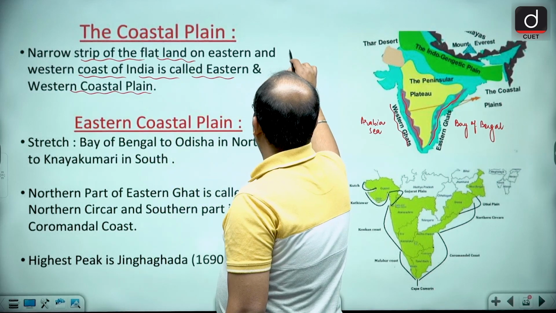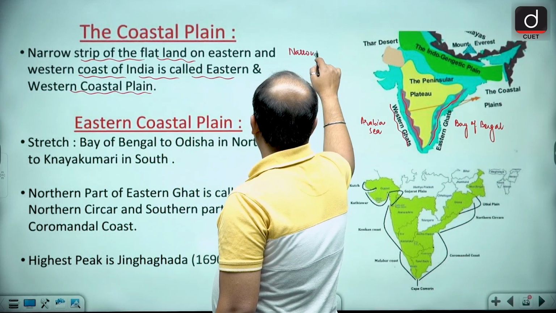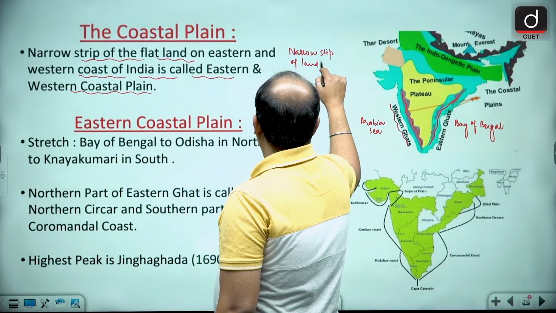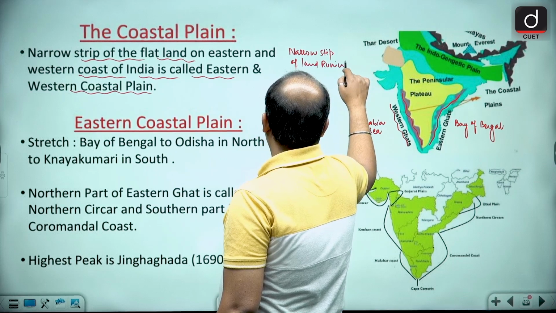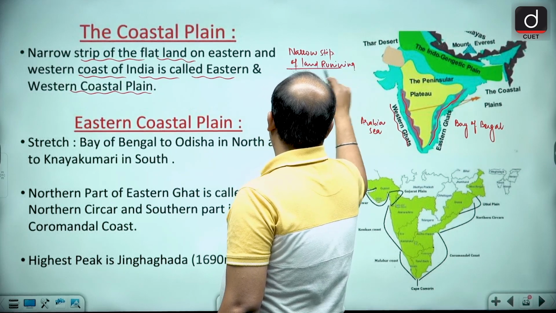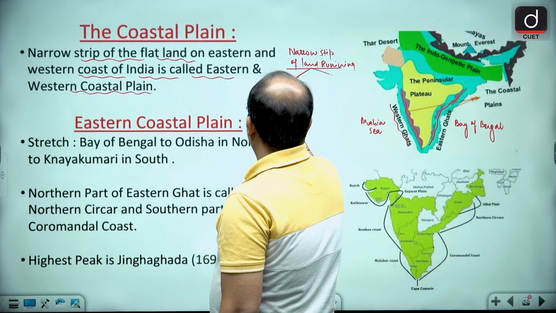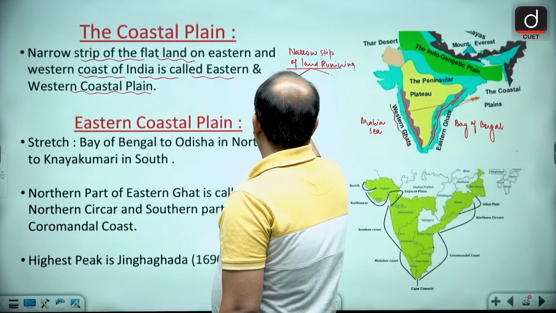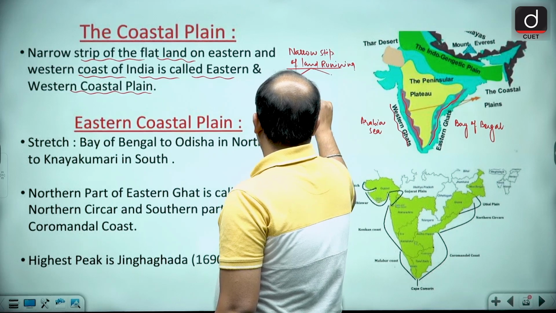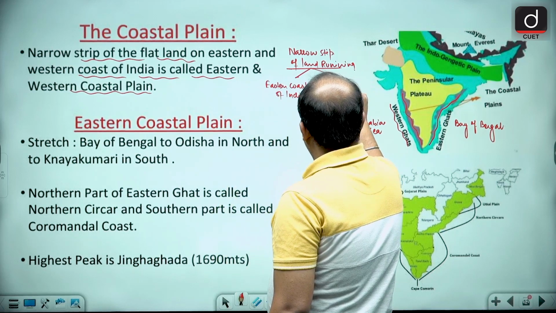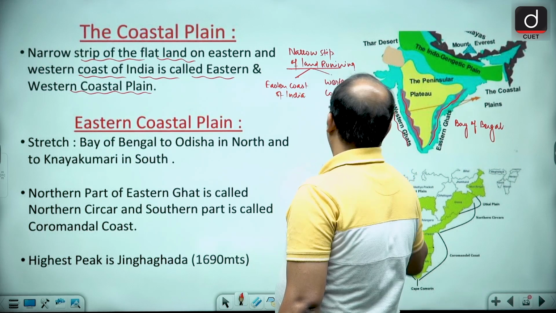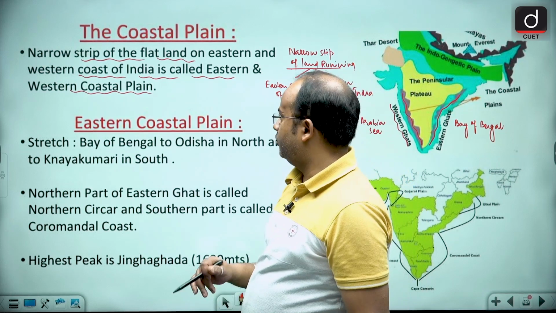So they are narrow strips of land running on the eastern coast of India and the western coast of India. So they are running on the eastern and western coast of India.